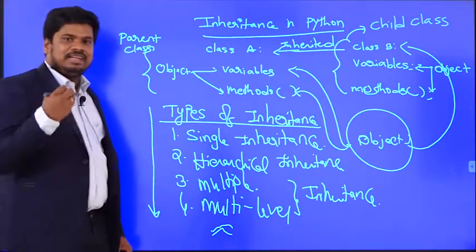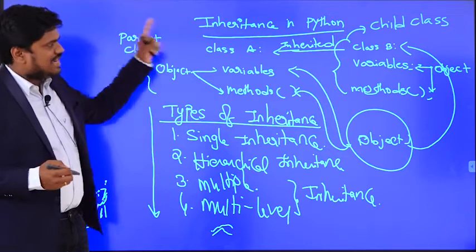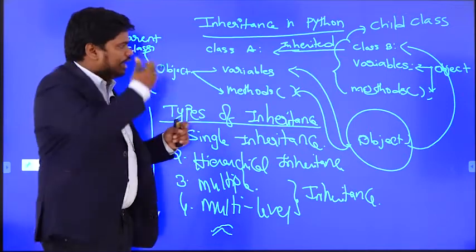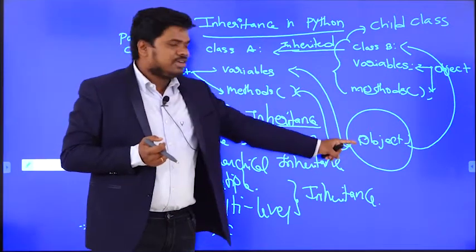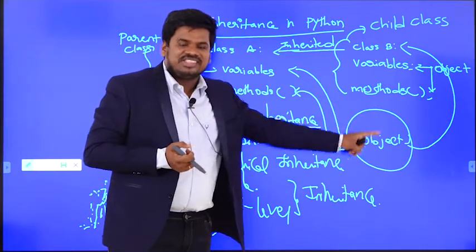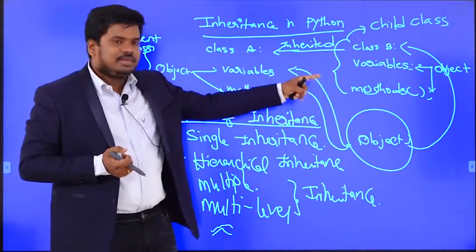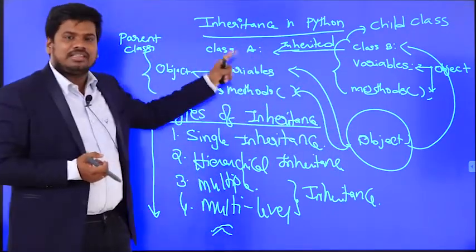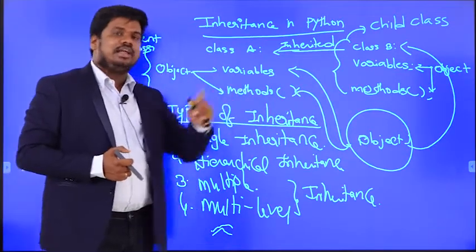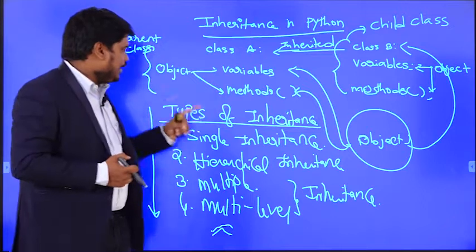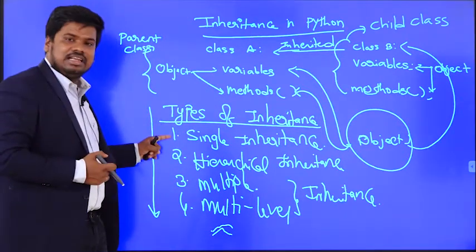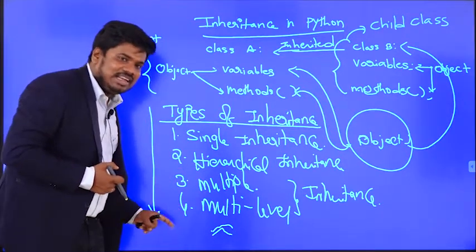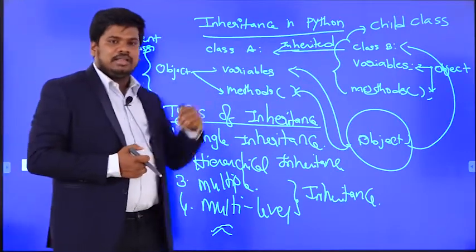But what I am interested to tell you here is, you have to understand the differences between a parent class and a child class. That is the first thing you have to observe. The next important thing is, we have to create the object of a child class. From the child object, I can access the methods and variables of class B, and also those from class A. Remember this one. The types of inheritance are single, hierarchical, multiple, and multi-level inheritance.